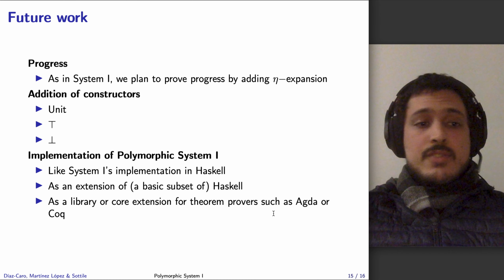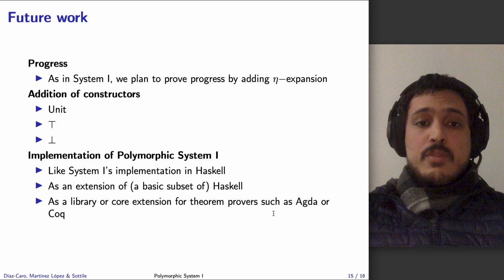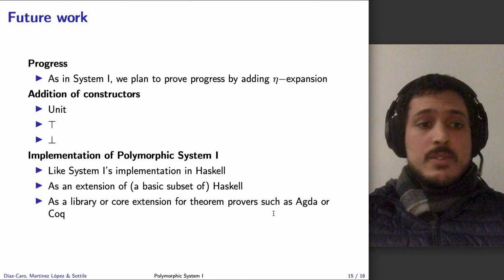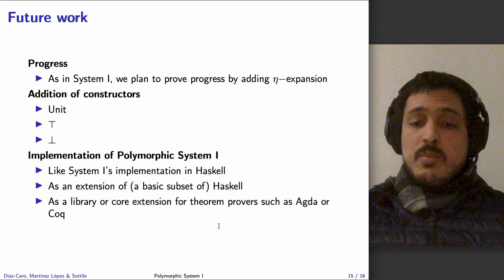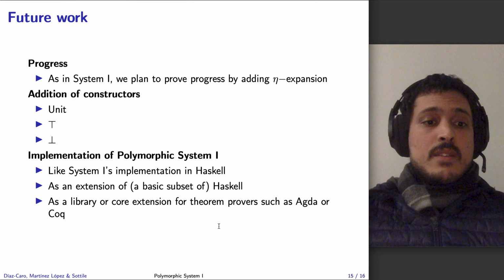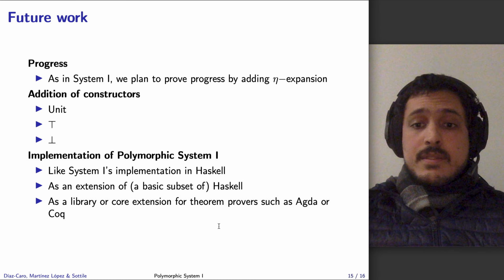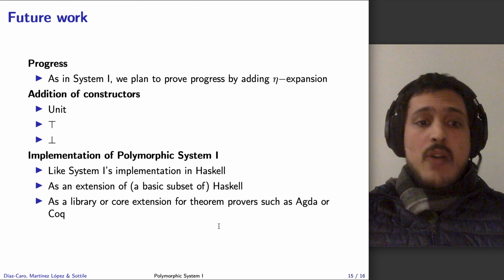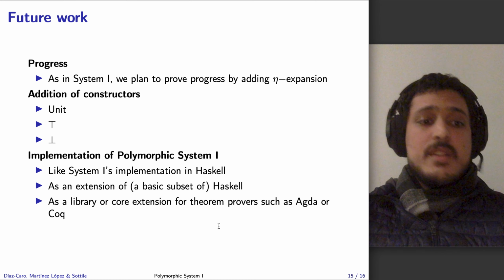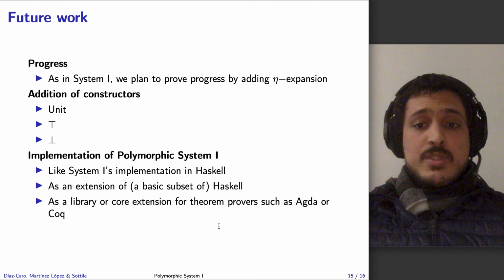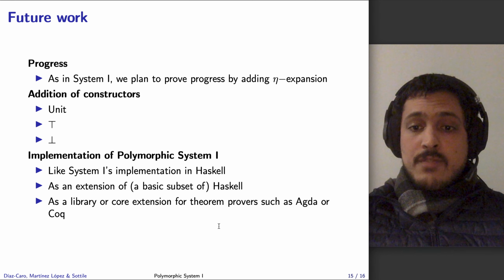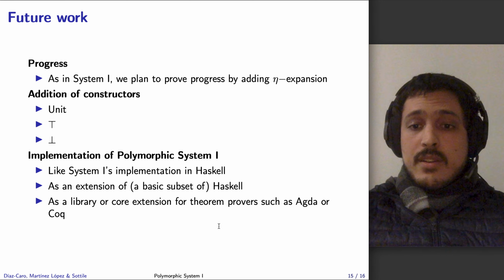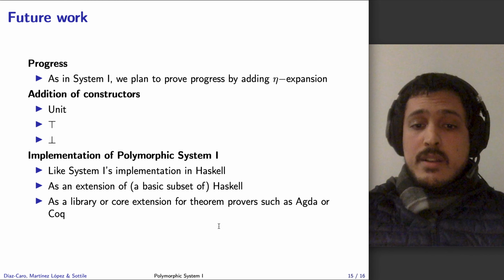And the future work is to prove progress. As in system I, we plan to prove it by adding the eta expansion rule and to add some constructors. We plan to add units, the top, maybe the bottom. And we plan to implement polymorphic system I. It hasn't been defined how or where this implementation will happen. It may be like the system I implementation, which is in Haskell. It may be as an extension of a basic subset of Haskell, or maybe as a library or core extension for theorem provers such as Agda or Coq.